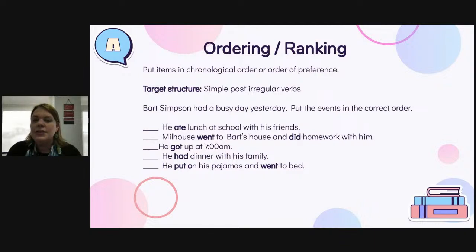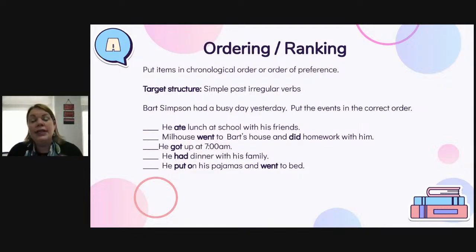So I said, Bart Simpson had a busy day yesterday. Put the events in the correct order. So as you can see, each one of the events is simple English that students with this level of English can understand, that each one includes an irregular verb in the past in English. And the students have to read the sentences, understand the meaning, right? And put them in the correct logical order of how they probably happened yesterday for Bart Simpson, right?